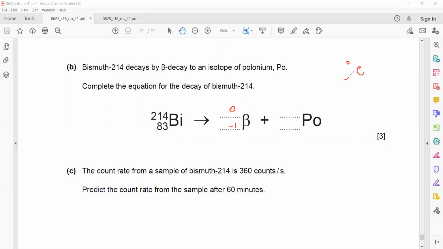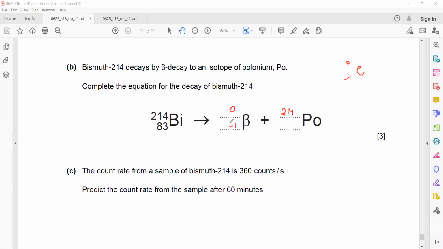The symbol is already given, so we just have to write the number. The 0 here means it does not contain a neutron or proton, and the charge of the electron is there, that's why minus 1. So at the top, it will be 214. The mass does not change when there is a beta decay.